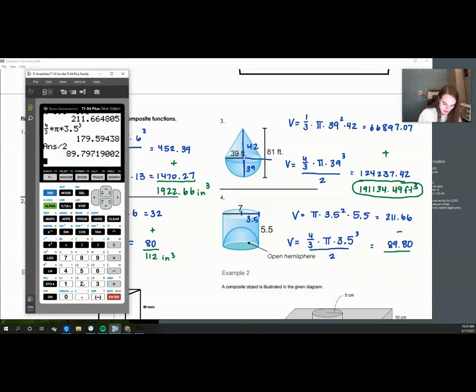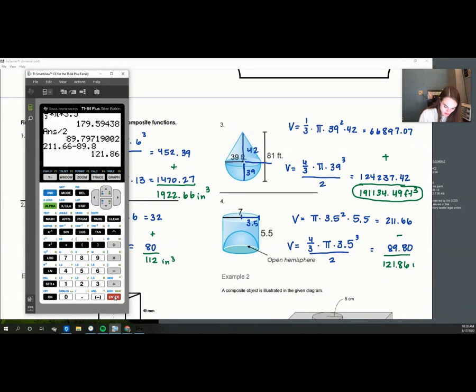All right, we're going to subtract 211.66 minus 89.8. Gives us 121.86, and we don't have any units, so we just are going to write units cubed.